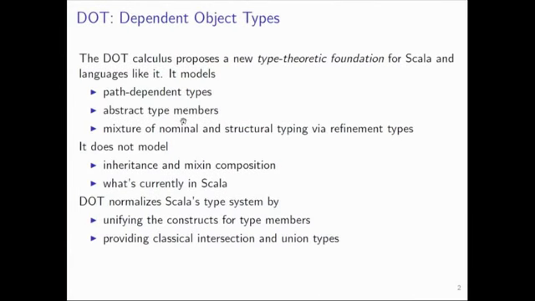So what we're trying to do with this dependent object types calculus is capture a core feature of Scala, which is path-dependent types. The goal is to have this core calculus be what every other Scala type maps to. So we would only have these path-dependent types, these abstract type members, and we would still model Scala's mixture of nominal and structural typing, but only through refinement types. Everything else that Scala has, like higher-kinded types and existential types, we wouldn't model directly in the calculus. We also don't want to model inheritance. These would be expressed by translation to the calculus.